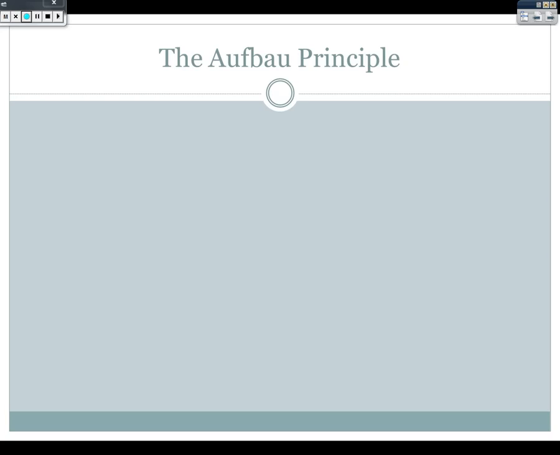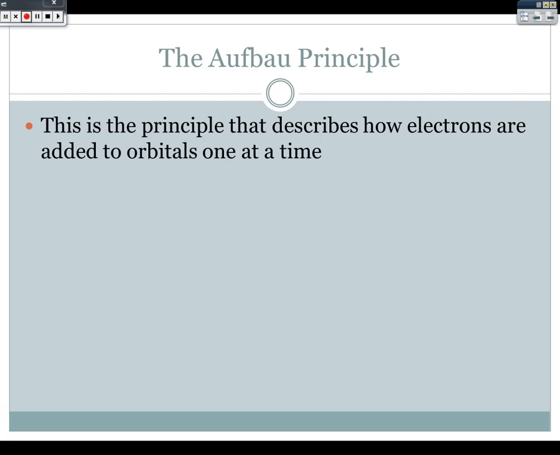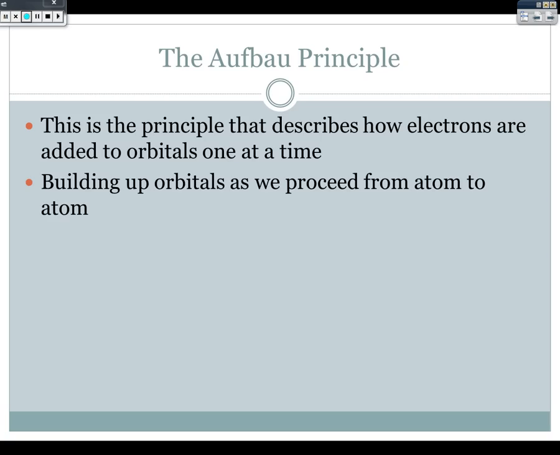So the 3 defining principles of our quantum numbers and our orbitals are, first, the Aufbau Principle, and this principle describes how electrons are added to orbitals one at a time. So building up orbitals as we proceed from atom to atom, we do so by adding 1 electron at a time. Just like in an element, if we add 1 more proton, we become a new element. As we add 1 more proton, in order for that to be stable, we have to add 1 more electron. But they're only added 1 at a time, 1 orbital at a time. So 1 electron in 1 orbital at a time.